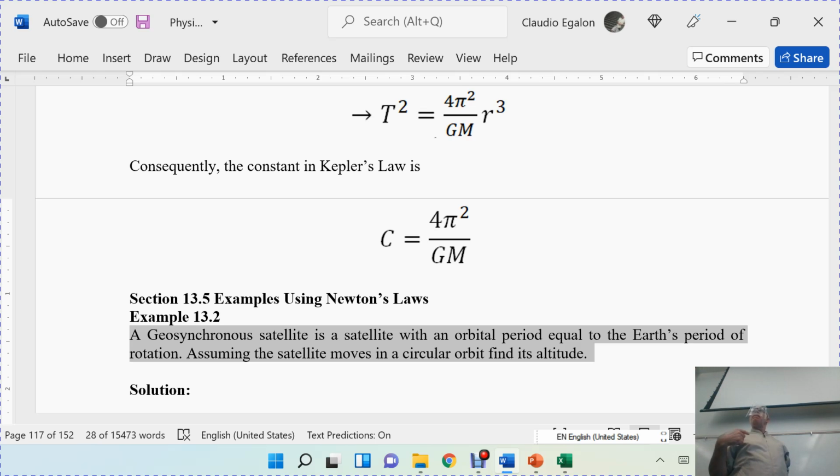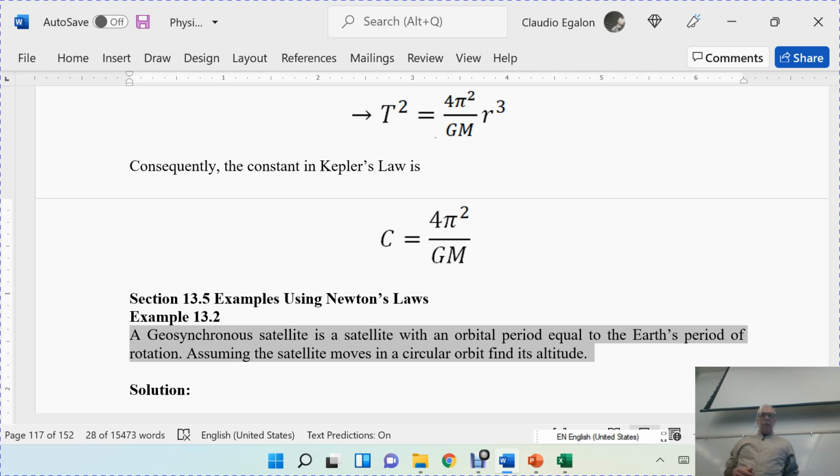But remember, ground speed is a relative motion. With respect to the Earth, yes, it is at rest, relative to the surface of the Earth. But with respect to the center of the Earth, it is moving around the center of the Earth. What's the velocity of the geosynchronous satellite? We can calculate that. Let's do that.